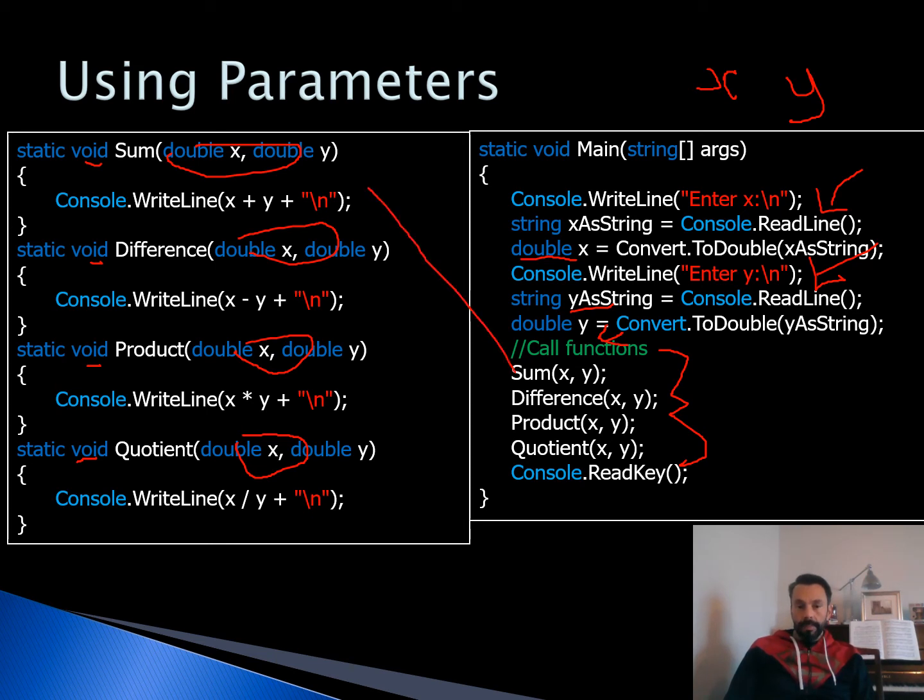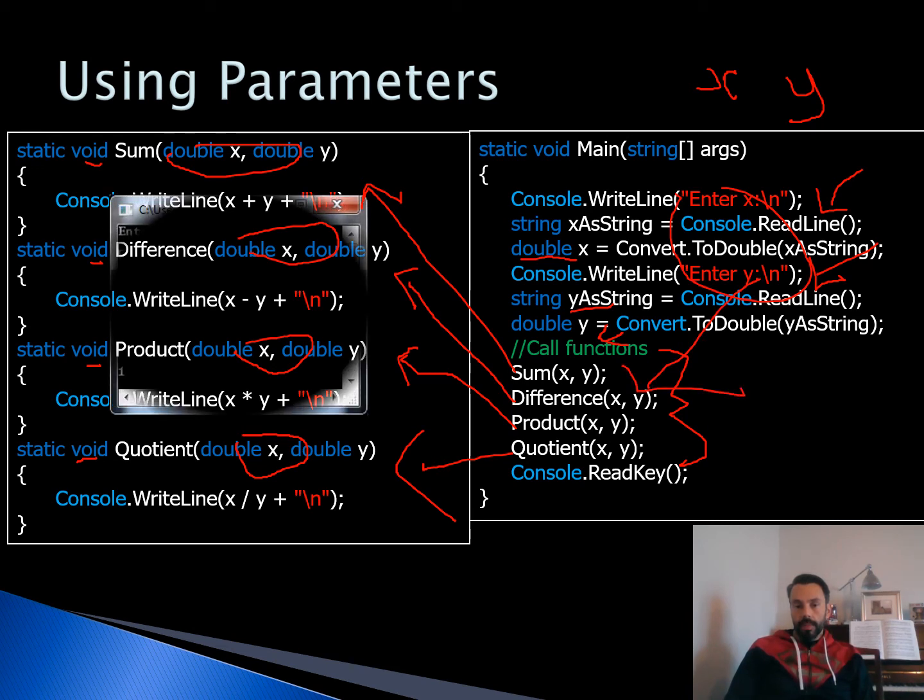So you get one for sum. You get one for difference. You get one for product. And you get one for quotient. Excellent. So you're able to take this, reuse these values, and all of those.